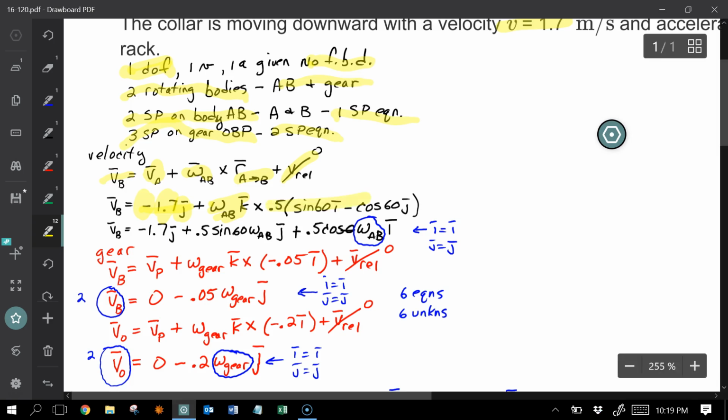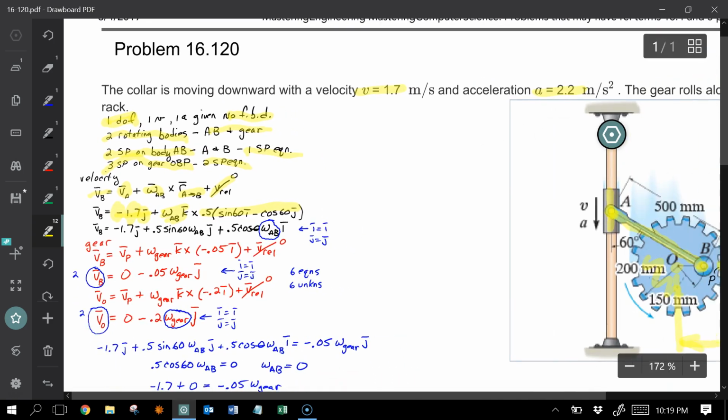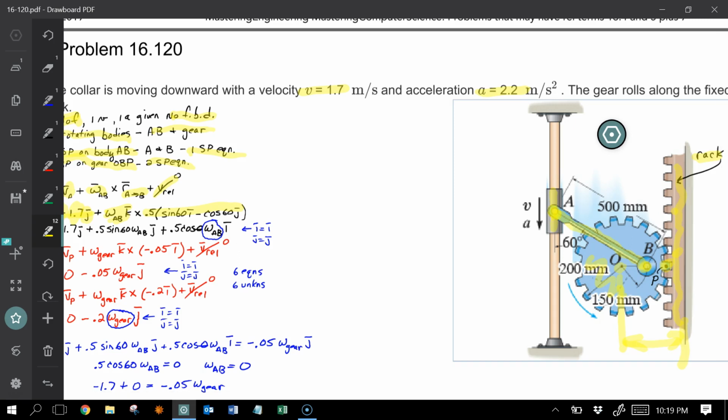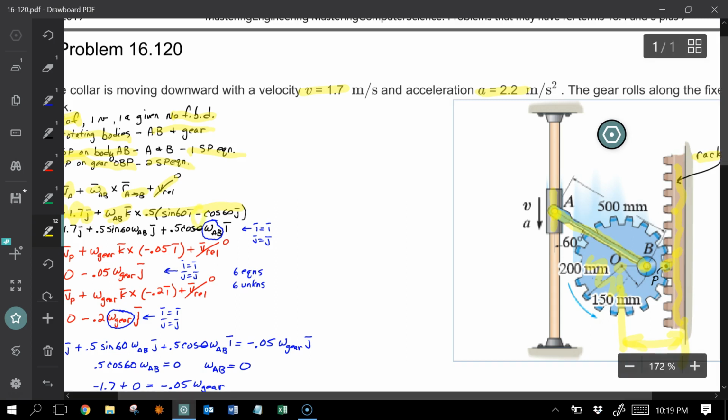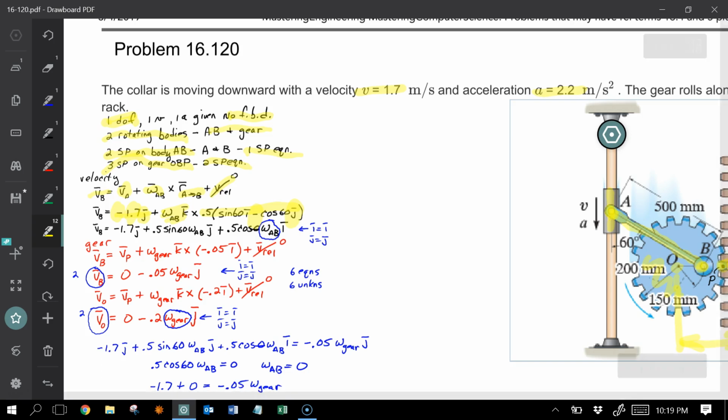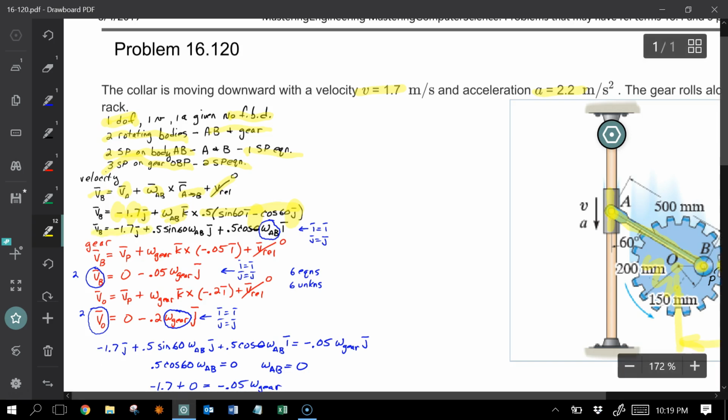Crossed, this is the vector from A to B, so I'm going to go to the right a distance of 0.5 sine 60, and that's a positive I, and then I'm going to go a distance of 0.5 cosine 60, and I'm going to go down. So the negative goes with the j because I'm going down. So that's the r vector. Okay, then I'm just going to do the cross product. So I'm just going to simplify it a little bit.